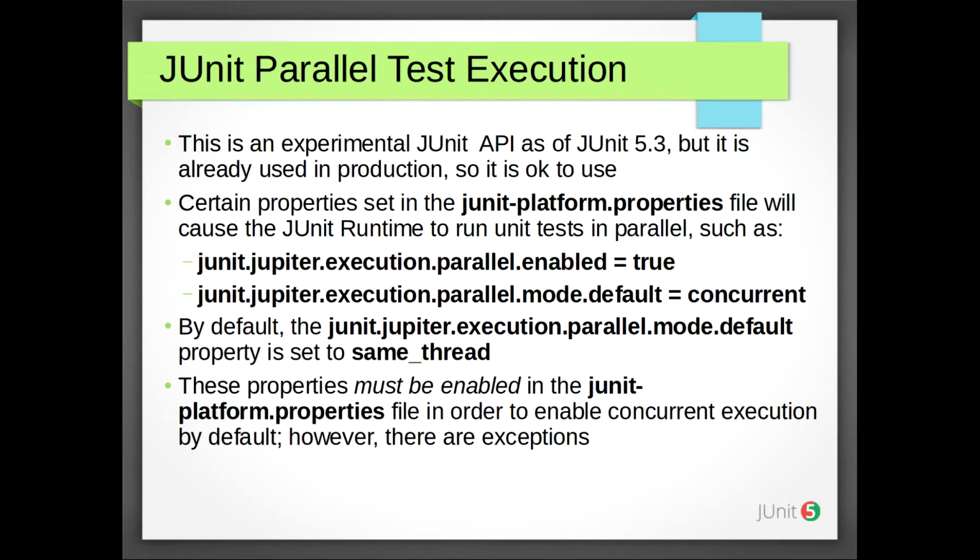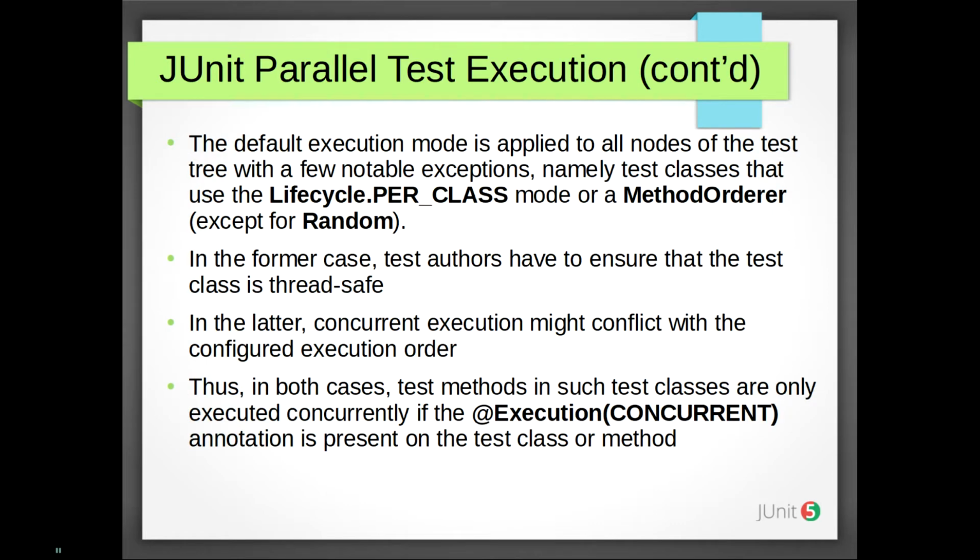These properties must be enabled in the junit-platform.properties file in order to enable concurrent execution by default. However, there are exceptions. And of course, the default value is same_thread. The default execution mode is applied to all nodes of the test tree with a few notable exceptions. Namely, test classes that use the lifecycle perClass mode or a method orderer, except for a random method orderer.